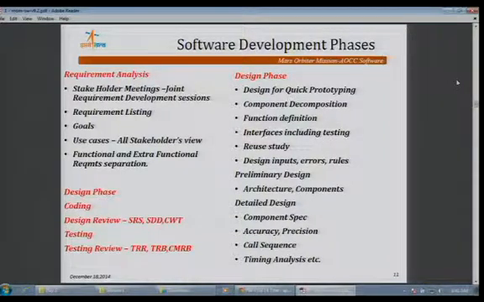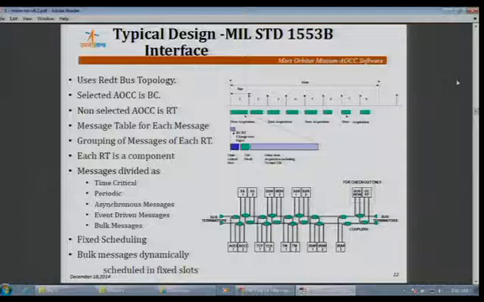During the preliminary design, the architecture and components are designed, and in the detailed design, the specification, accuracy, precision, sequences, and timing analysis, everything is addressed so that the development takes place properly. Next slide, please. So I'm trying to cover some of the typical design aspects.